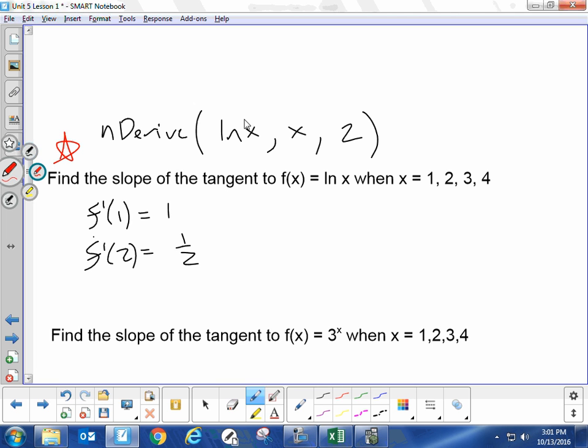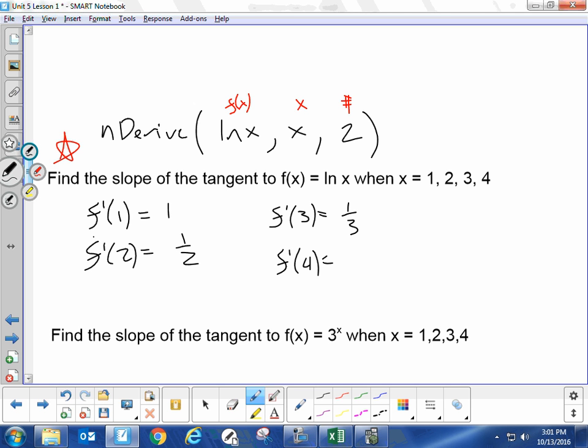So derive the function, always x and then the number. Okay, you got the notation. Good. So what do we get for f prime of 3? 1/3. What do we get for f prime of 4?